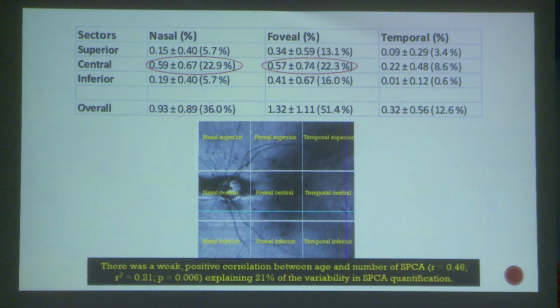Statistically, we also noted that there was a weak positive correlation between the age and the number of SPCA vessels. The R square was 0.21, which explained that 21% of the variability in SPCA quantification was adjustable.